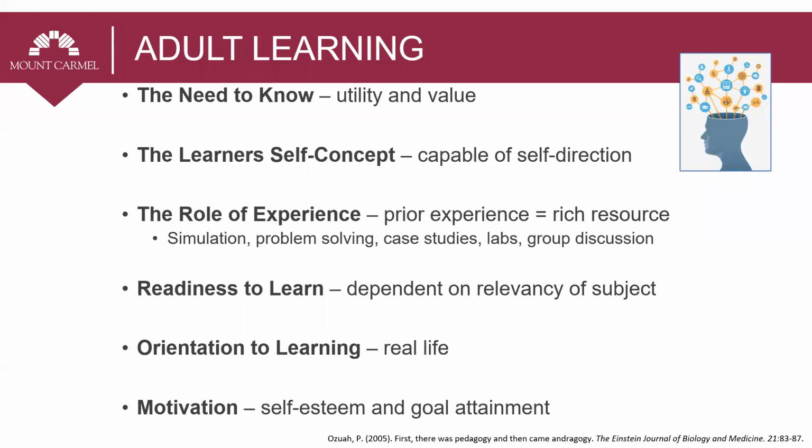Next, we have to orient the adult learning to real life. As kiddos, we learn more by subject areas, whereas adult learners, we need to be able to problem solve. We have to feel like this knowledge means something to us. It's going to help us perform a task or solve a problem in true real life.